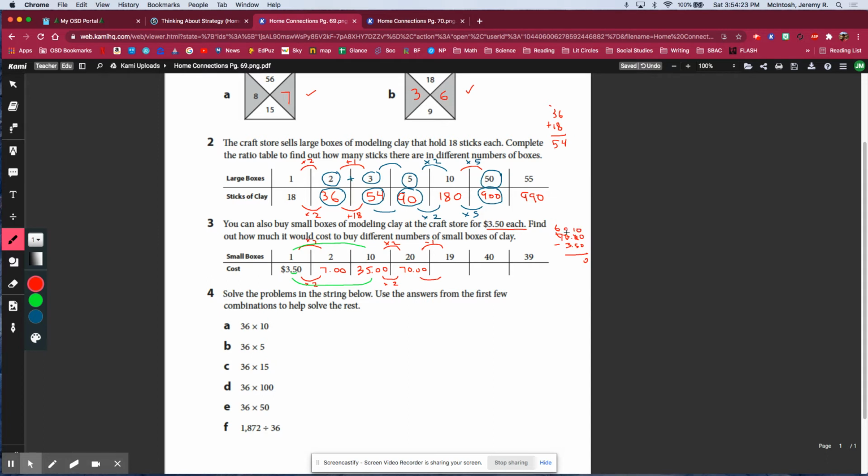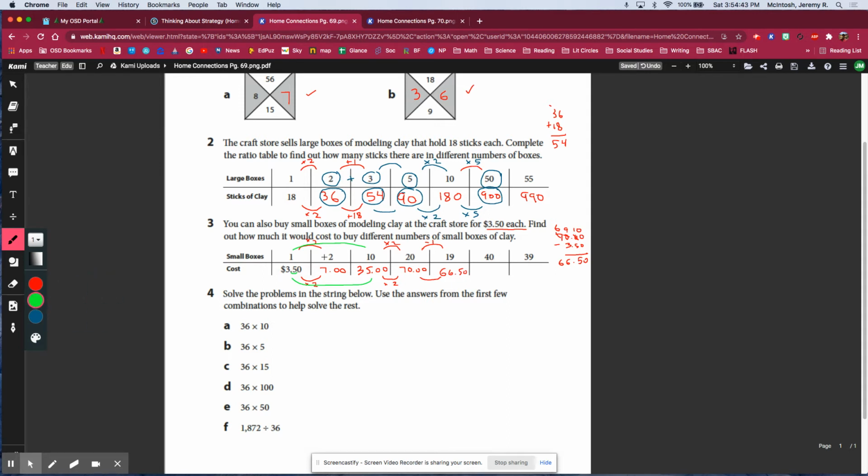10 and then 9. Okay, so 10 minus 5 is 5. So I just borrowed up here. 9 minus 3 is 6. 6 minus 0 is 6. All right. So 19 boxes would cost $66.50.